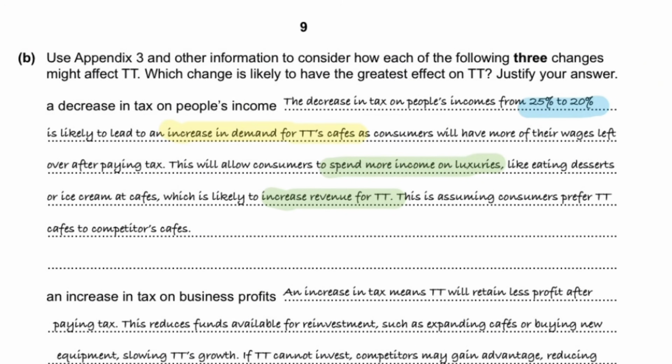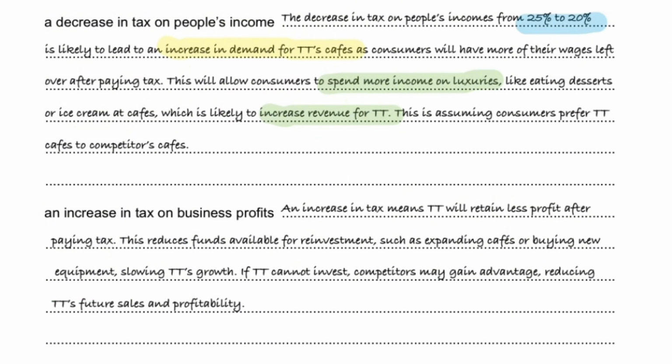So let's have a look at the candidate's answer. A decrease in tax on people's income from 25% to 20% will increase demand for TT's cafes. And the impact of this is that they can spend more of their income on luxuries, which will increase the revenue for TT. As we have a knowledge, analysis, and further analysis, this gives us our first level 2.